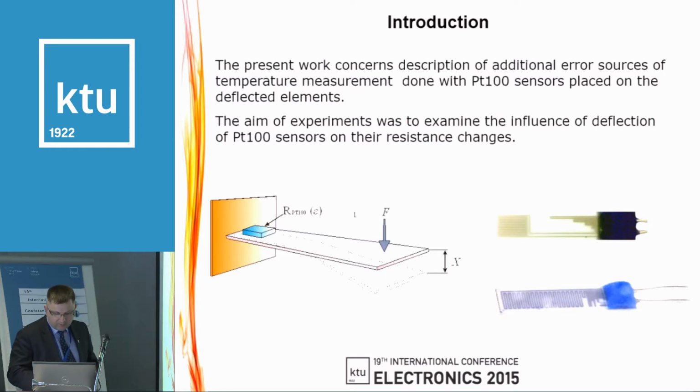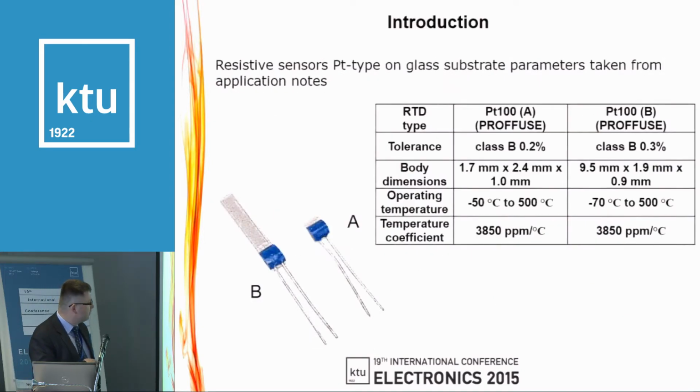As you see at the bottom, we have different shapes of platinum paths on the ceramic background. We examined two kinds of sensors, a smaller one and a bigger one, in order to see the difference in resistance changes caused by deflection. The properties of the sensors are the same, but the shape and the sizes are different.